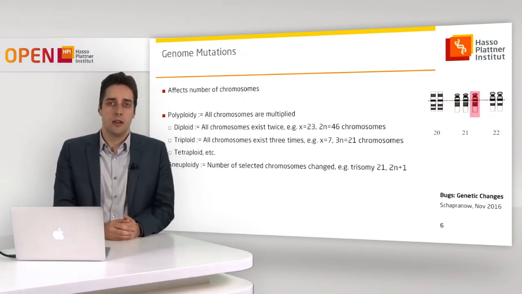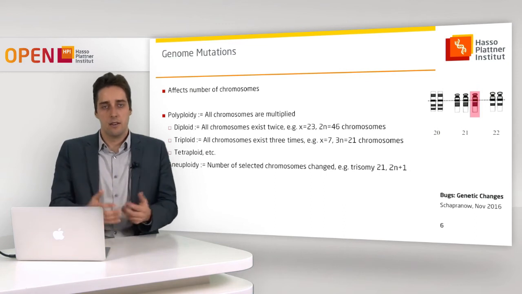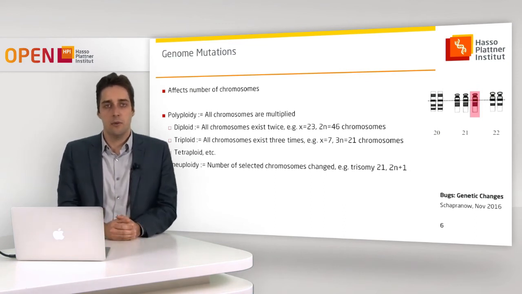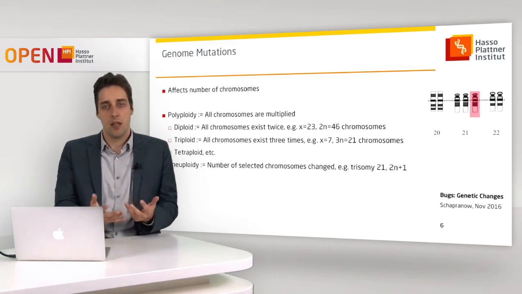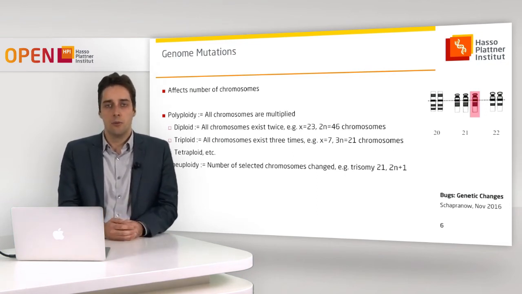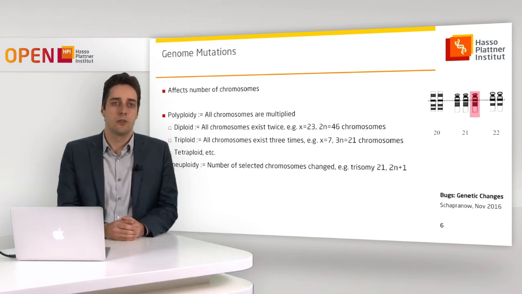This is typically resulting in another category of mutations because they affect the total number of chromosomes in the body. Typically, you know, humans have a diploid chromosome set. And these chromosome mutations, these genome mutations result in multiple versions of the same chromosome.